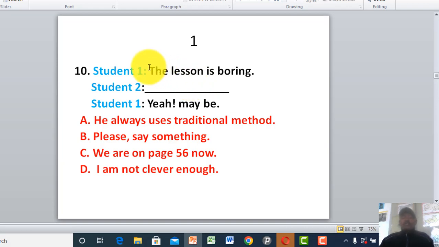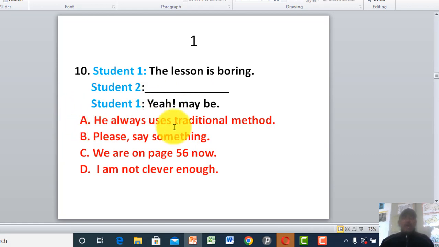What makes him bored? Boring, the cause, and how he feels, because he might use traditional method, all right? Please say something. We are on page 56. It's not the correct expression. About his boredom. The lesson is boring. He always uses traditional methods.